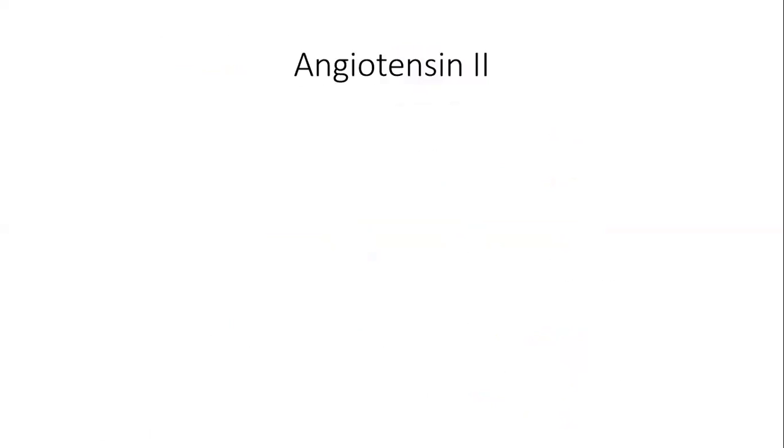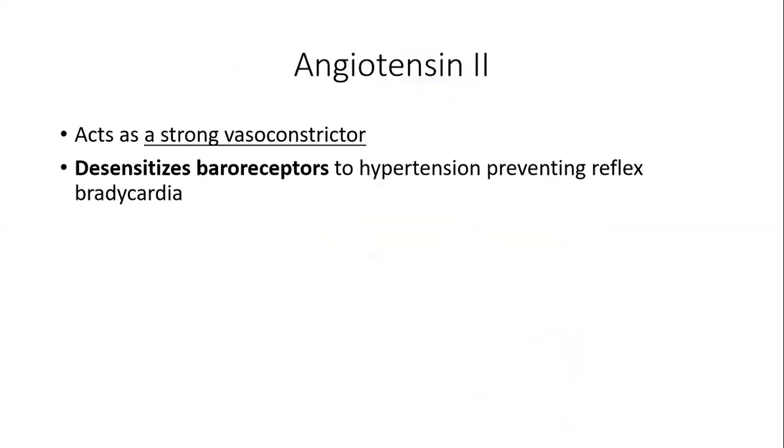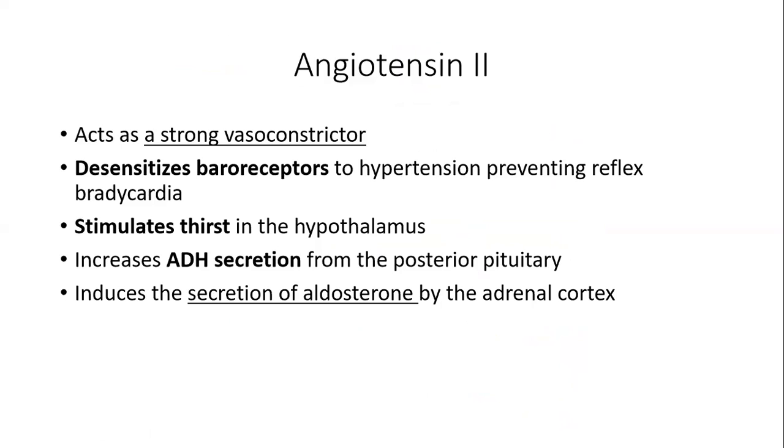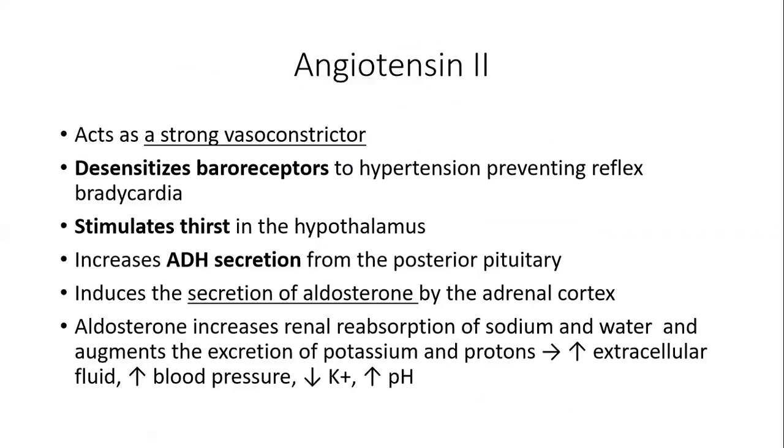Let's talk about angiotensin 2. It acts as a strong vasoconstrictor. It desensitizes the baroreceptor to hypertension, preventing reflex bradycardia. It stimulates thirst in the hypothalamus. It increases ADH secretion from the posterior pituitary. It induces the secretion of aldosterone by the adrenal cortex. And aldosterone increases the renal absorption of sodium and water, which will lead to increased extracellular fluid, increased blood pressure, decreased potassium, decreased hydrogen ion, and ultimately causing alkalosis or increased pH.